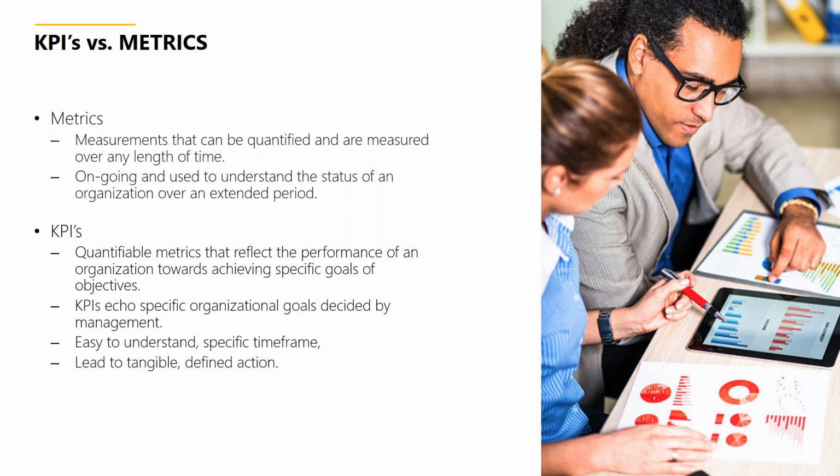KPIs tend to be organizational goals, typically determined by management. They should be easy to understand, have a specific time frame, and lead to tangible, defined action. Therefore, KPIs are metrics, but metrics are not necessarily KPIs. Metrics will remain metrics until you create a goal attached to them, when they become a KPI.